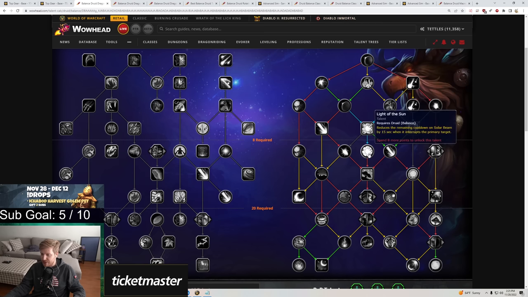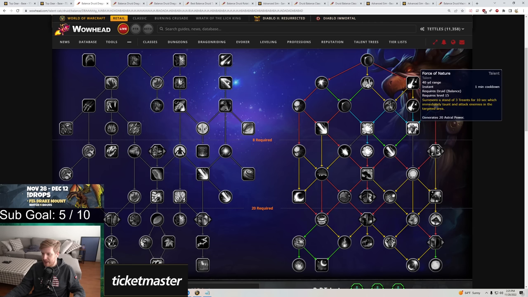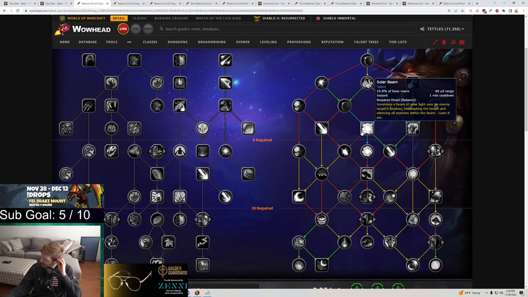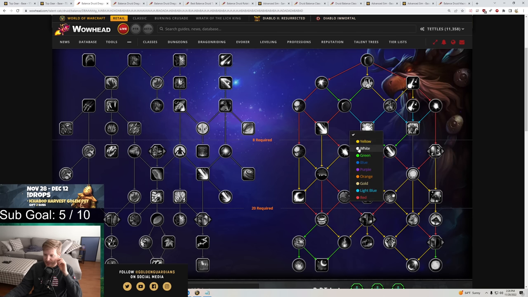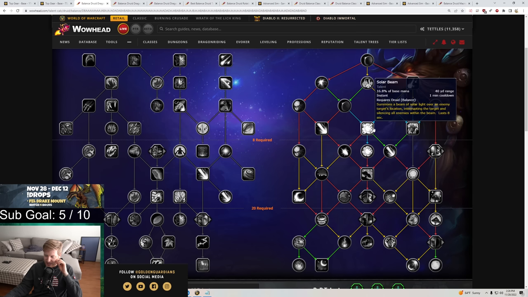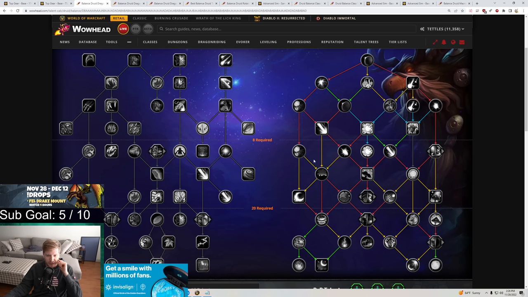And then the blue ones are obviously the utility ones. Light of the Sun is probably the worst node in the game. Force of Nature has some situational use, particularly in M+. And then if you need to interrupt, Solar Beam is the node. I think the damage loss on Solar Beam ends up being around the 4 to 6% mark, depending on situation and damage profiles. But sometimes you have to take it. You need to interrupt in some situations.